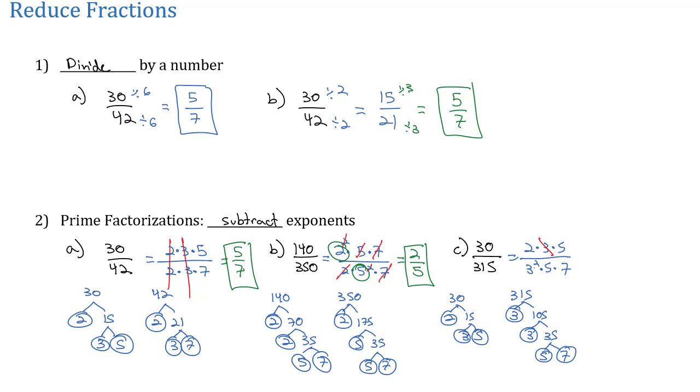Reducing out 1, 3 from the top and 1, 3 from the bottom leaves a 3 behind. 5 reduces out with the 5, and then I'm just left with a 2 on top and a 3 times 7 on the bottom. We can multiply those together to get 21, and 2 over 21 is our solution.